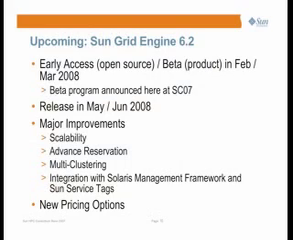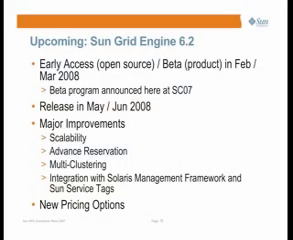So just wrapping up the upcoming SunGrid Engine 6.2: once again, early access in February, March. The beta program is announced here at Supercomputing. I mentioned the release already. Some of the major improvements are obviously the scalability, then advanced reservation, the multi-clustering, and some Sun housekeeping integration with Solaris Management Framework and Sun service tags, plus some new pricing options which I cannot yet describe.